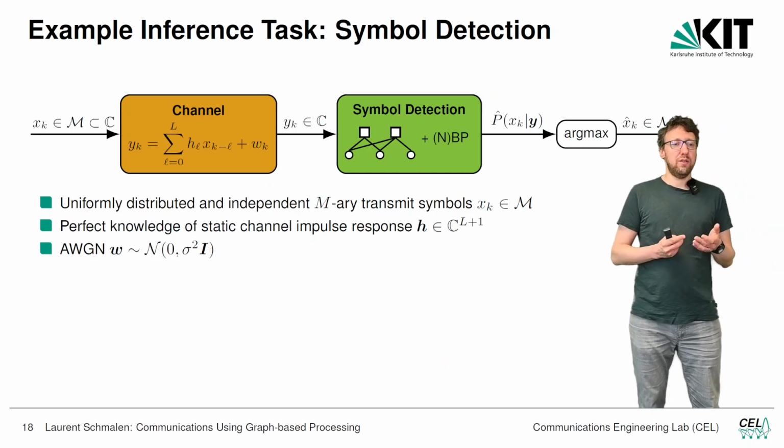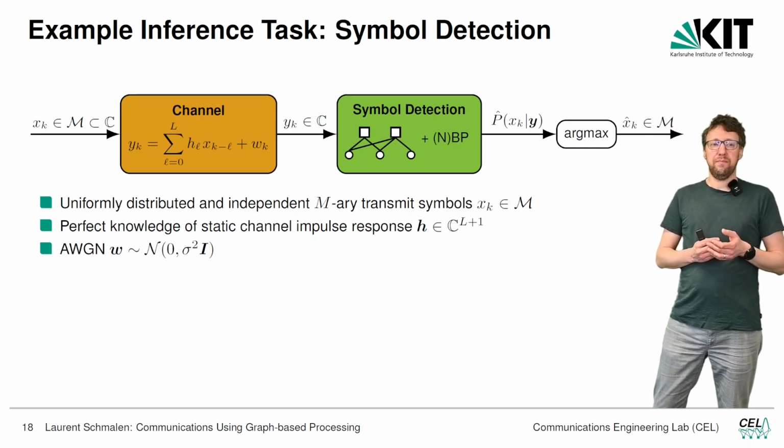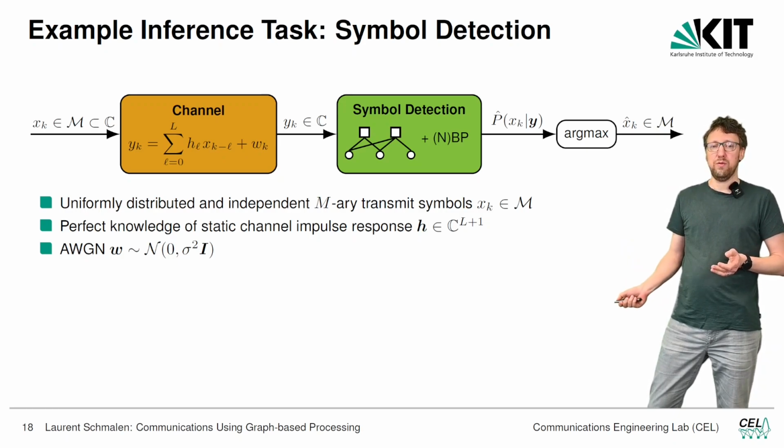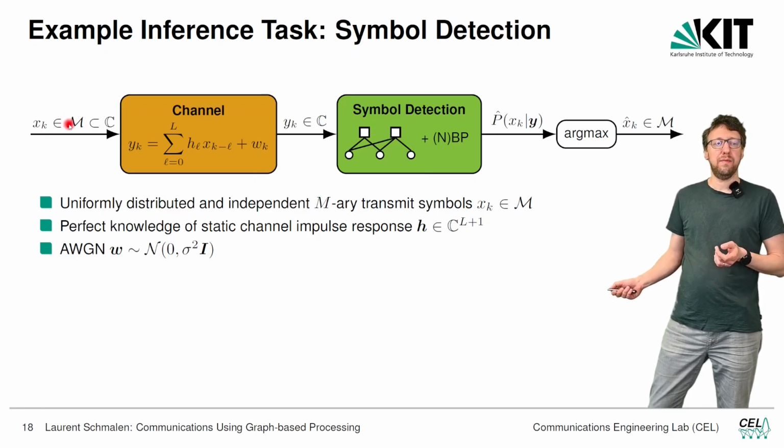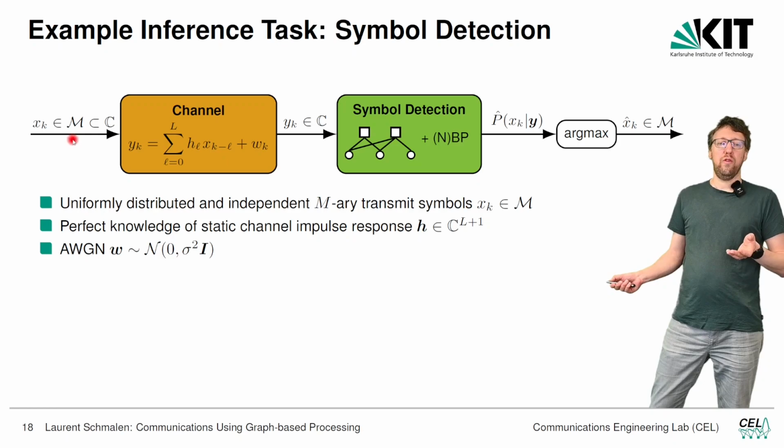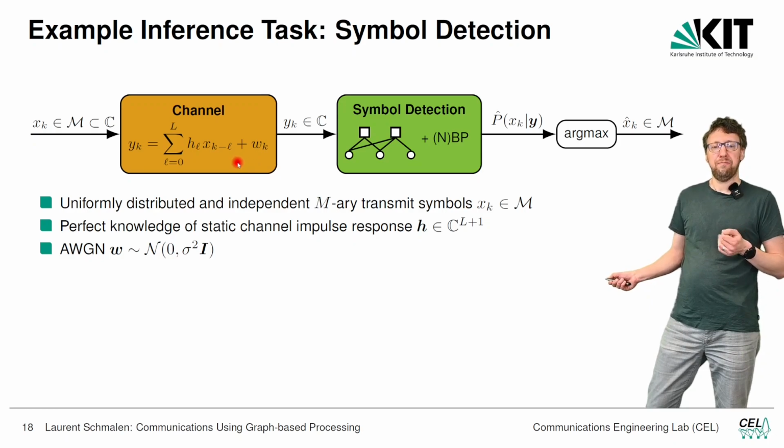So how can we use this factor graph for a communication problem? Well, we look at the task of symbol detection. What is the task of symbol detection? We want to transmit symbols, and these symbols are taken from some alphabet M. This alphabet has a cardinality of capital M. So, for instance, this is a constellation, QPSK, BPSK, 16QAM, etc. So it's complex symbols that we take from an alphabet, and then we transmit them over a channel.